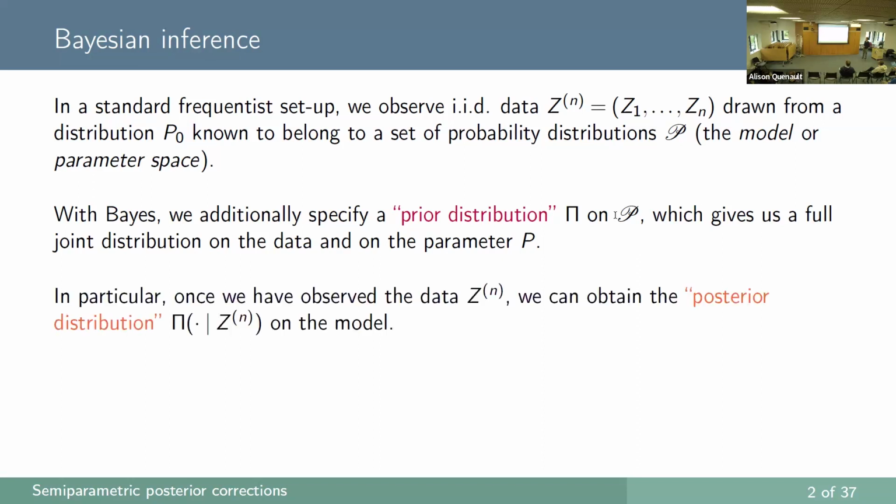So once we have a joint distribution and we've observed the data, we can then condition on the data, and that gives us what we call the posterior distribution on the model. So again, this is another distribution that's on the parameter space or on that set of probability distributions. So basically, we use the data to update our prior distribution, which may represent our beliefs on the parameter space, to a posterior distribution, aggregating the evidence that we see.